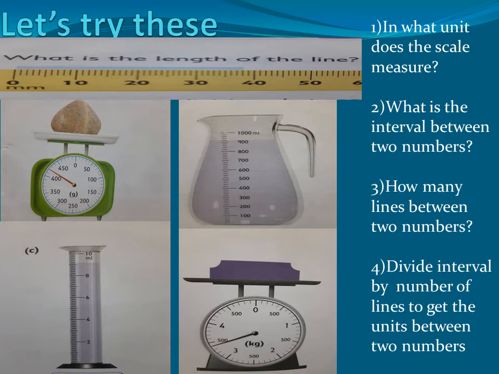Okay, let us also look at the lines that we have in between 100 and 200. How many lines do we have? 1, 2, 3, 4, 5. We have 5 lines. So we have 100 divided by 5, and that's going to be 20. Great job. It's going to be 20. Now look at this. Each of those lines in between two numbers represents 20 ml.